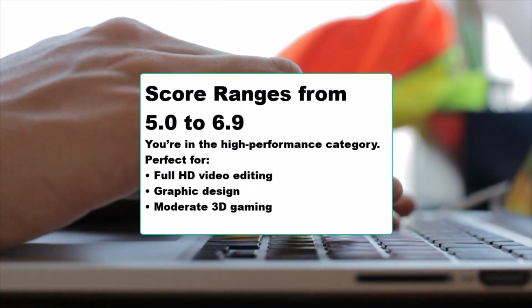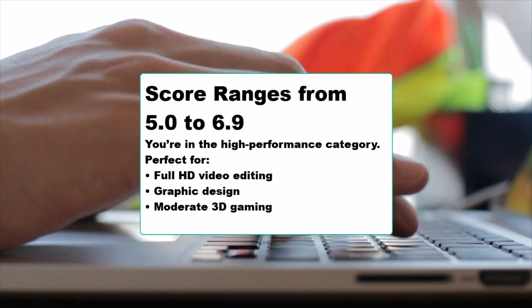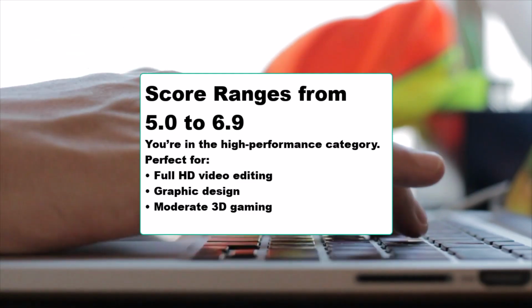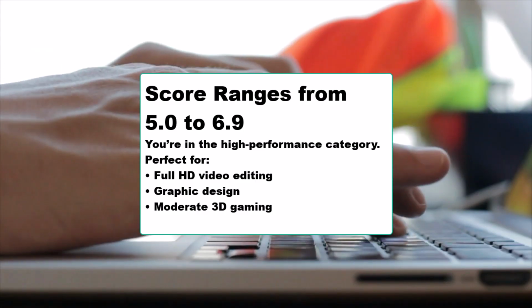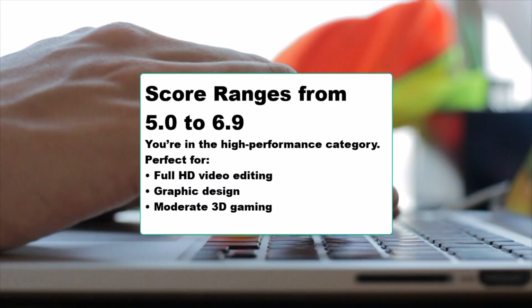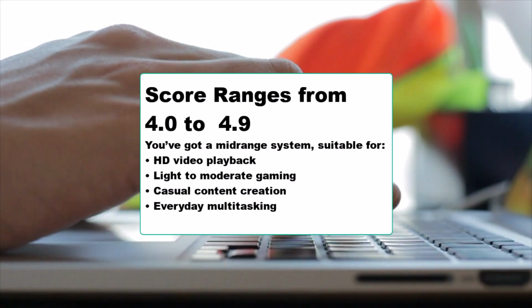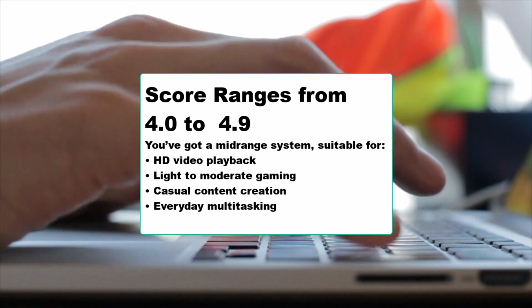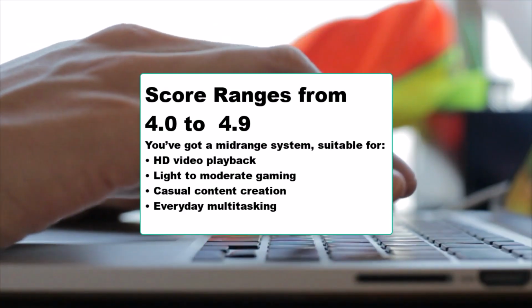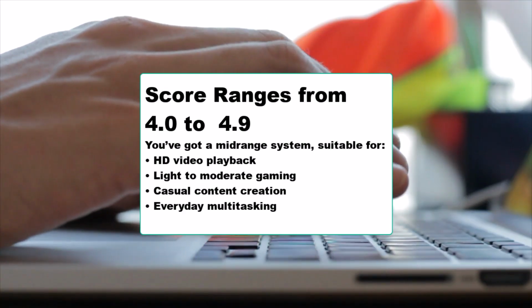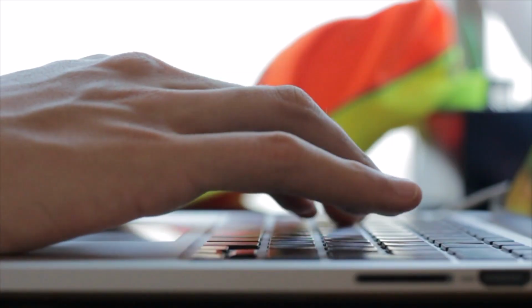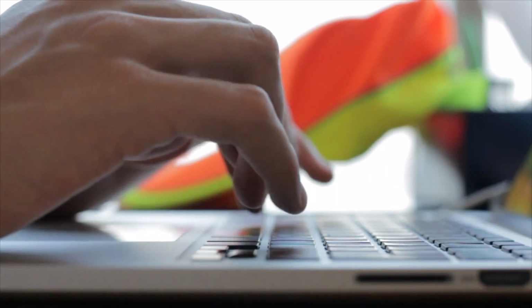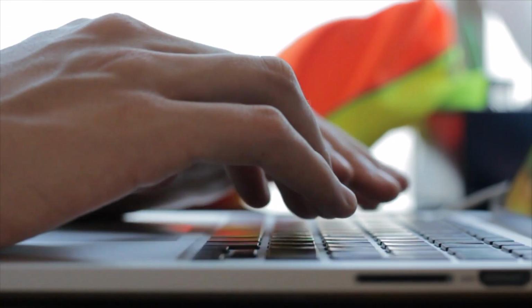Score 5.0 to 6.9. You're in the high performance category, perfect for full HD video editing, graphic design, moderate 3D gaming. Score 4.0 to 4.9. You've got a mid-range system suitable for HD video playback, light to moderate gaming, casual content creation, everyday multitasking. I've added detailed performance categories in the video description, so be sure to check that out.